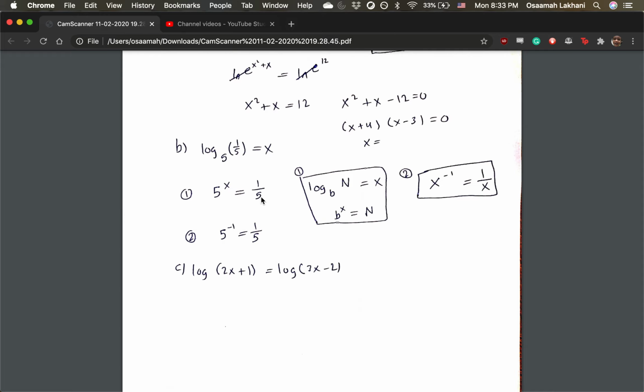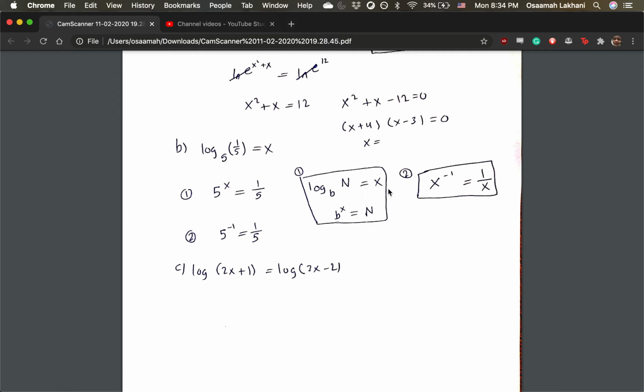So 5 to the x is 1/5. So what is x? Well, there's another rule here. x to the negative 1 is 1 over x. So basically, if you have something in the denominator, you can just write it up here, but with a negative exponent. So over here, I have 5 to the negative 1 is equal to 1 over 5. So x is just negative 1.